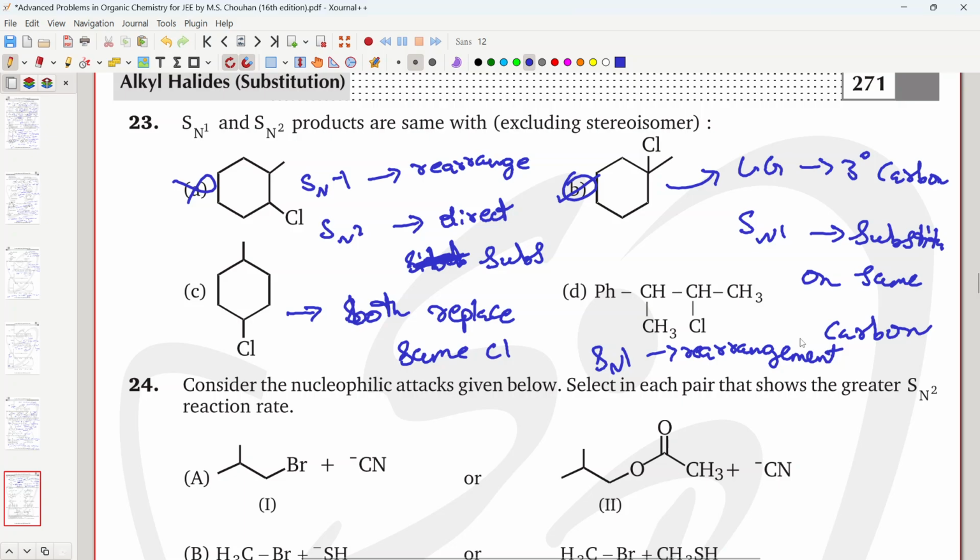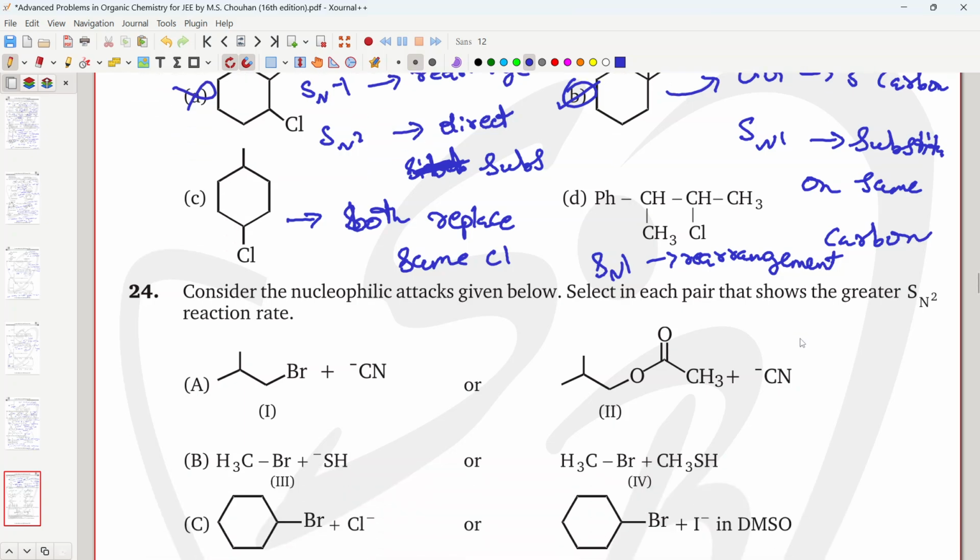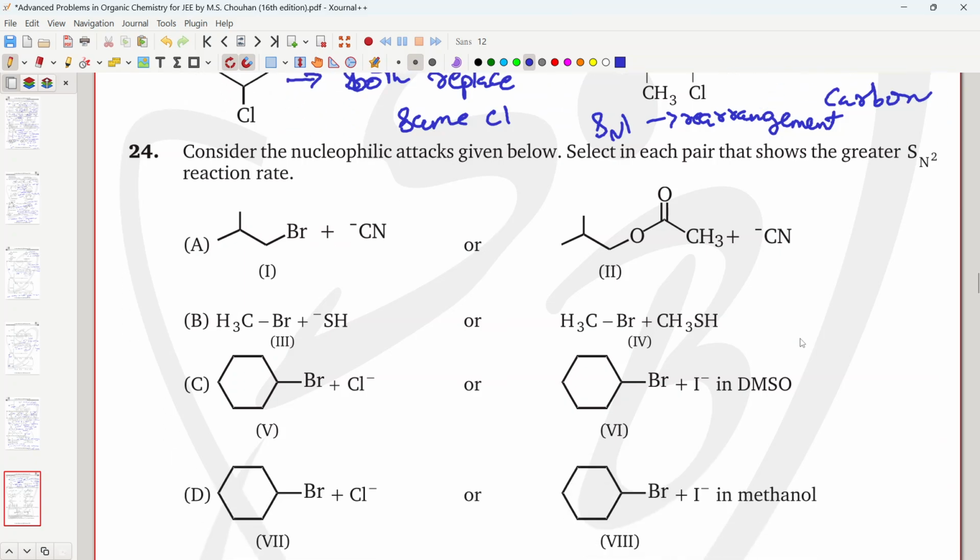Now, question 24. Consider the nucleophile attacks given below. Select in each pair the one that shows the greater SN2 reaction rate. A has isobutyl bromide as 1, and 2 as the corresponding acetate ester. For SN2, Br is a much better leaving group. Put an acetate, attached through oxygen. So this is 1.